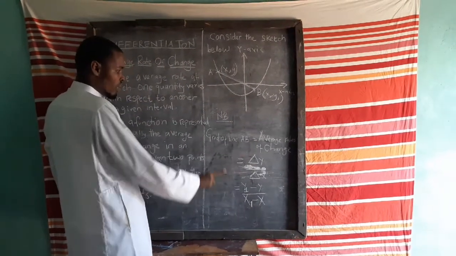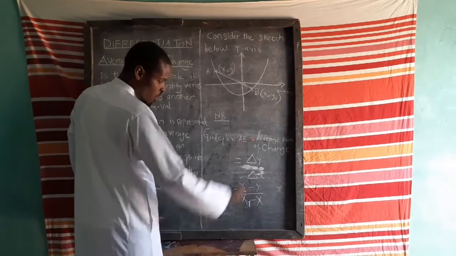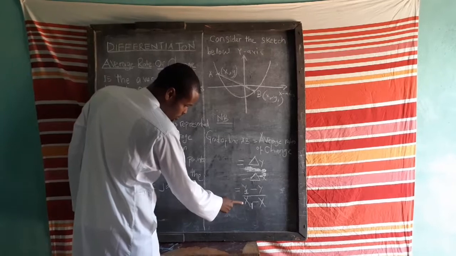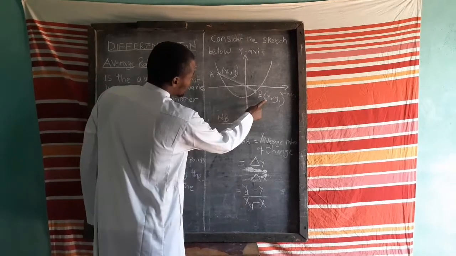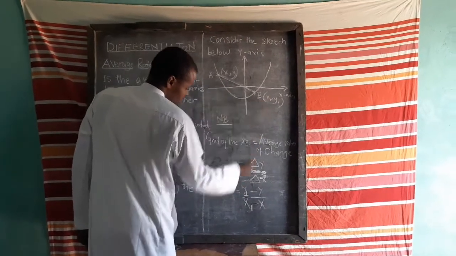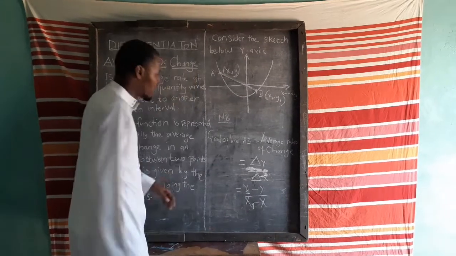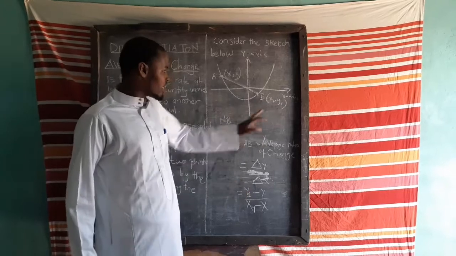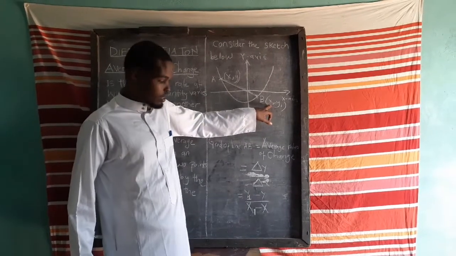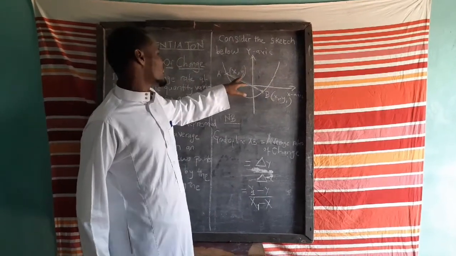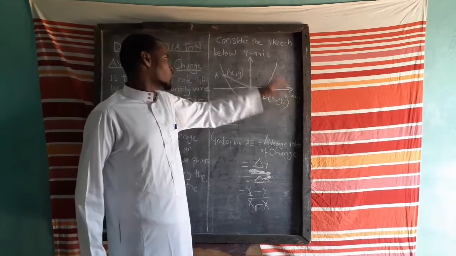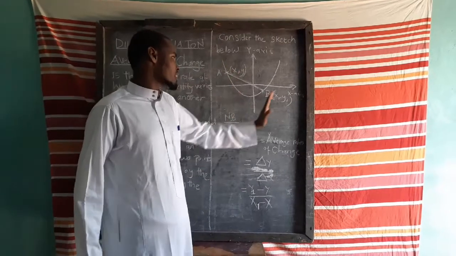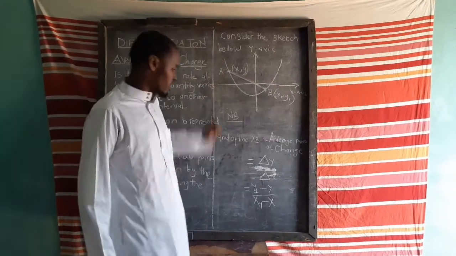Note this: when finding the gradient of a line, the one you start with on this side, you must also start with on the x side. If you start with y1 for this case, then you should also start with x1. And similarly, if you start with y minus y1, you must also start with x minus x1. Always be consistent. Start with this side or start with this side.